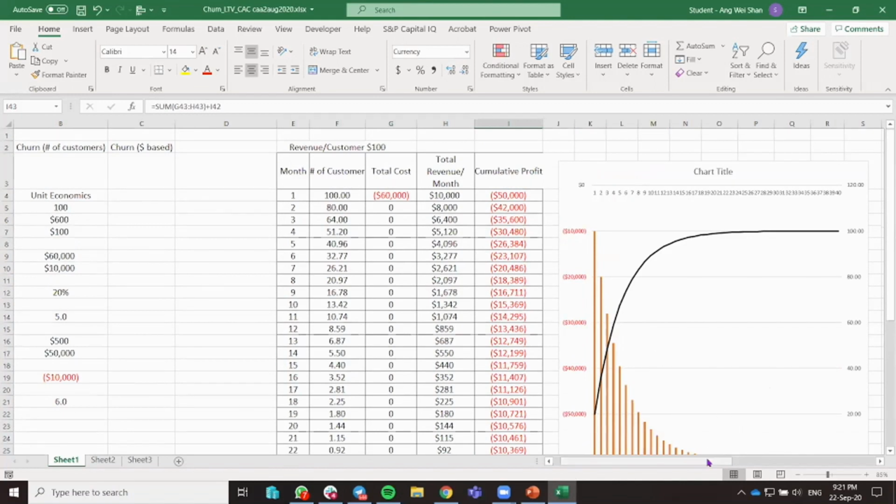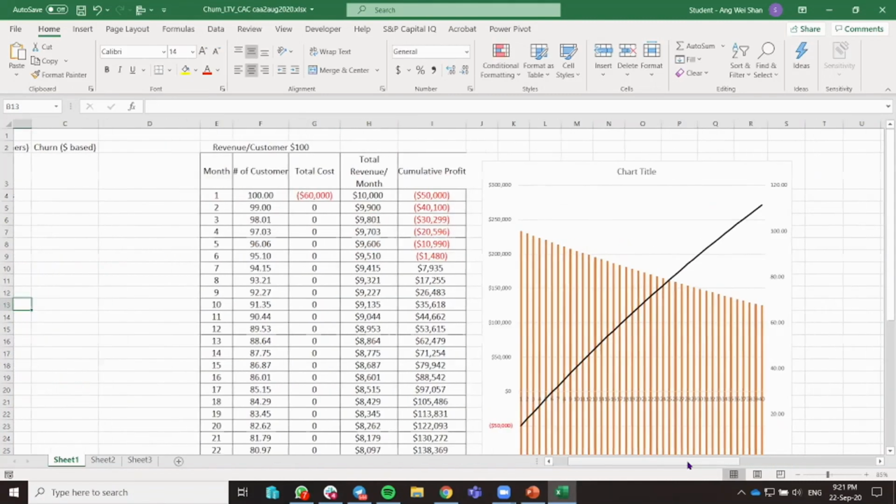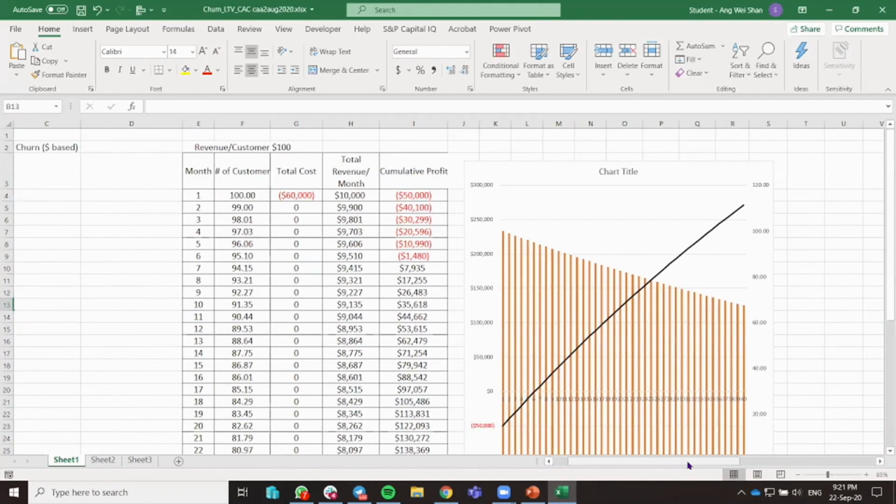So when I say, let's say I have a churn of 1%, usually what people in the industry say is that if I have a churn of 1%, on a unit economic basis, based on one cohort of customers, I can actually be profitable in the long run.